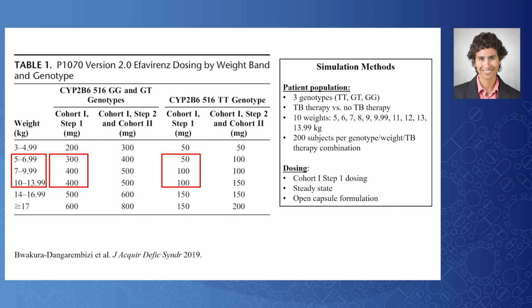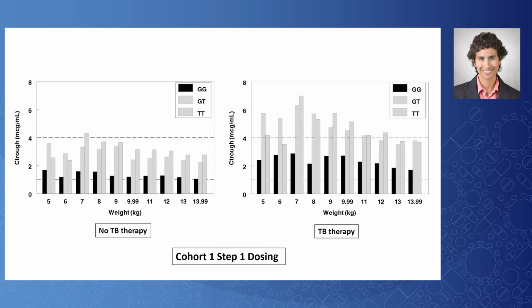For our simulation, we looked at the 3 different genotypes, TT, GT, and GG. Patients were either assigned to the TB therapy group or no TB therapy group, and were assigned one of 10 weights. We had 200 subjects per genotype, weight, and TB therapy combination, giving us a total of 12,000 subjects. The dosing is shown in the table on the left, the cohort 1 step 1 dosing. Patients are assumed to be at steady state and receiving the open capsule formulation.